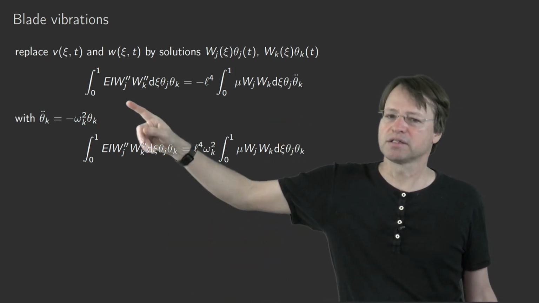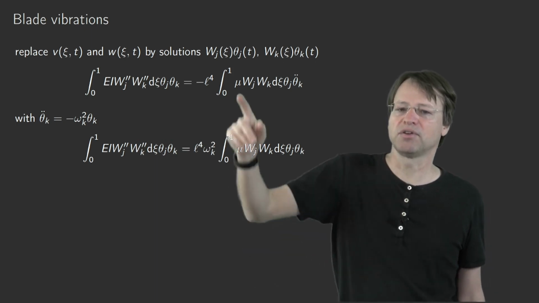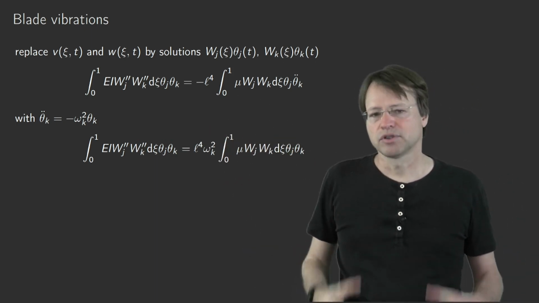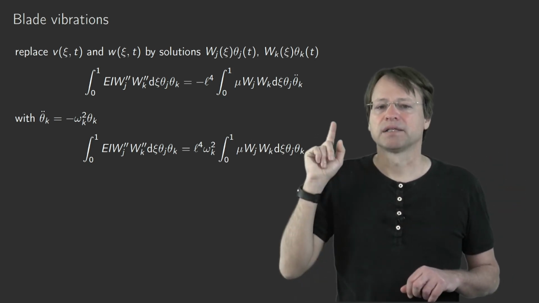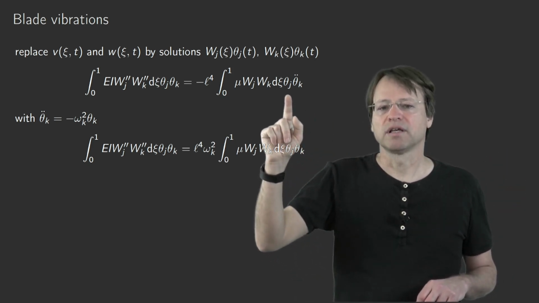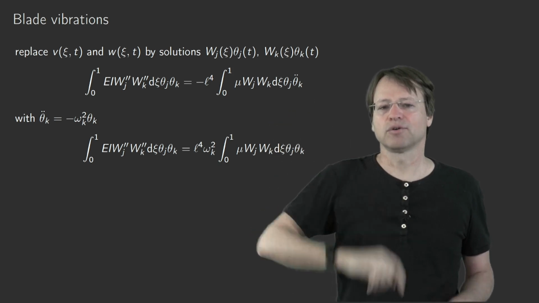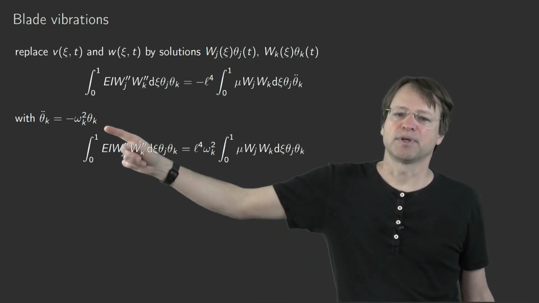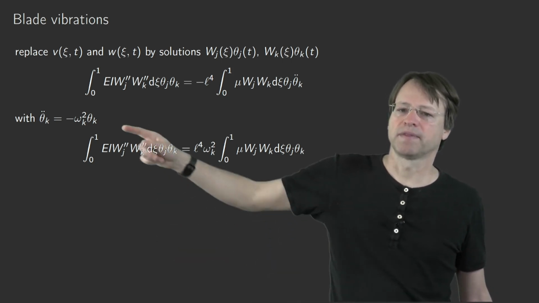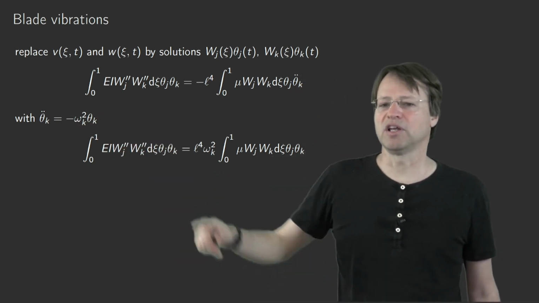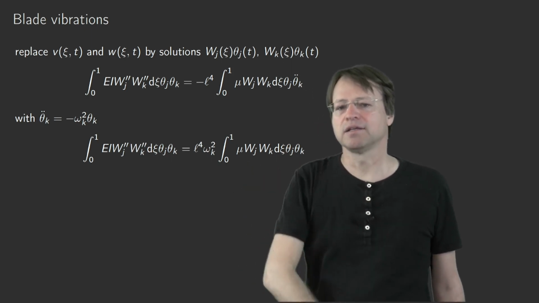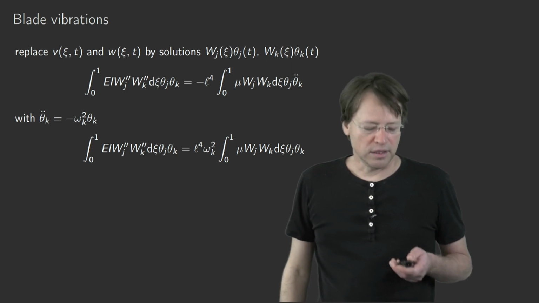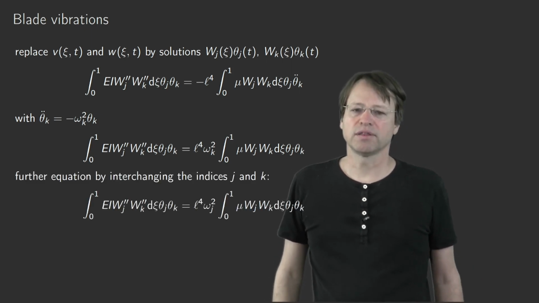Everything else in that equation is symmetric, is nice. But for one term you had theta j, for the other term you had the acceleration theta k, and that breaks symmetry here because the acceleration is related to minus omega k squared theta k. So what would you get if you have such a second equation? You would get this one.